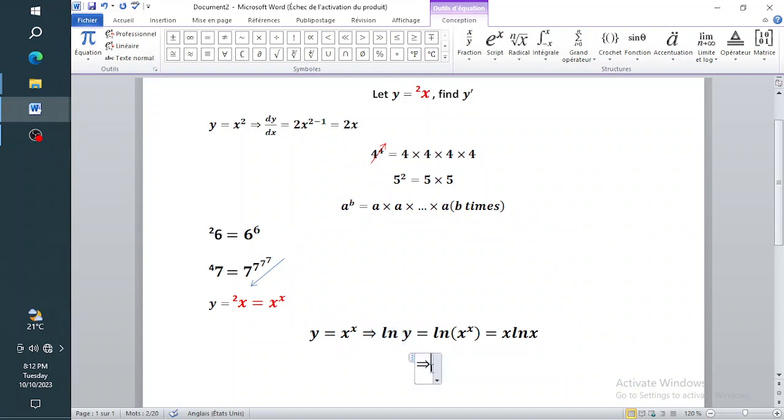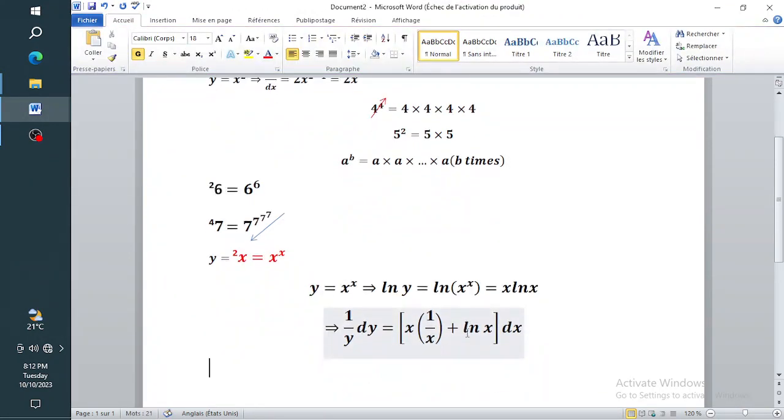We differentiate the left hand side with respect to x, or with respect to y. If we differentiate the left hand side with respect to y, we just get 1 over y dy. We differentiate the right hand side with respect to x. What do we have? We keep x, we differentiate ln x, plus we now keep ln x and differentiate x. When you differentiate x, you have 1. Since we are differentiating with respect to x, we need to attach a dx to it.